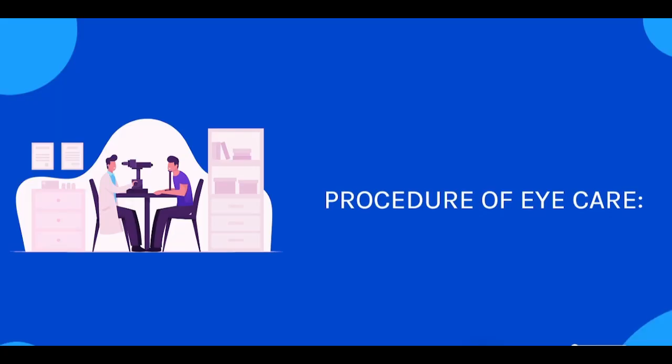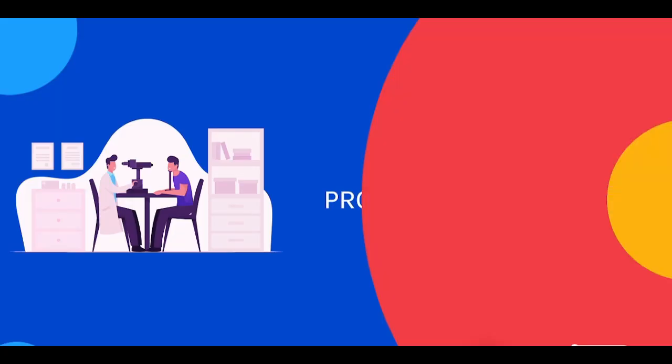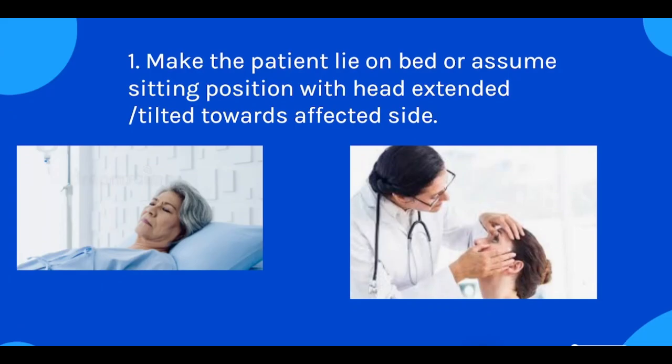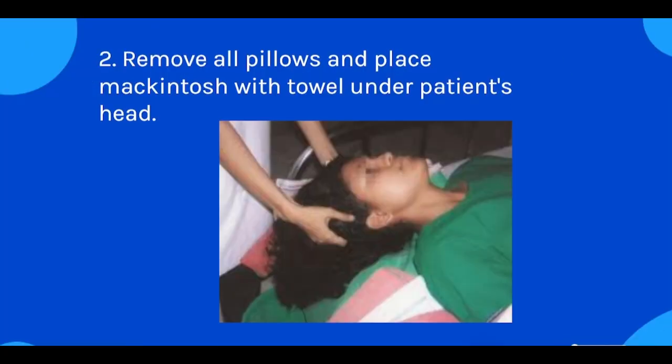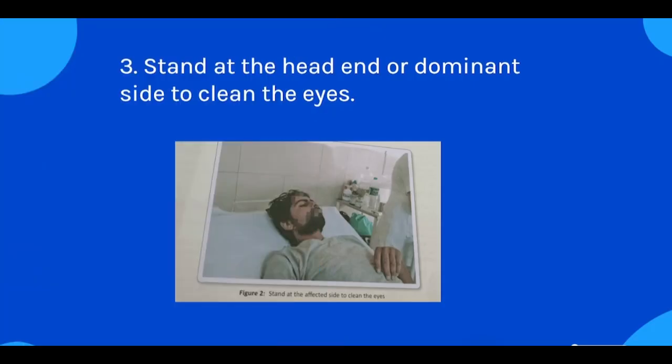Procedure of eye care. First, make the patient lie on bed or assume sitting position with head extended or tilted towards affected side. Second, remove all pillows and place Macintosh with towel under the patient's head. Third, stand at the head end or dominant side to clean the eyes.